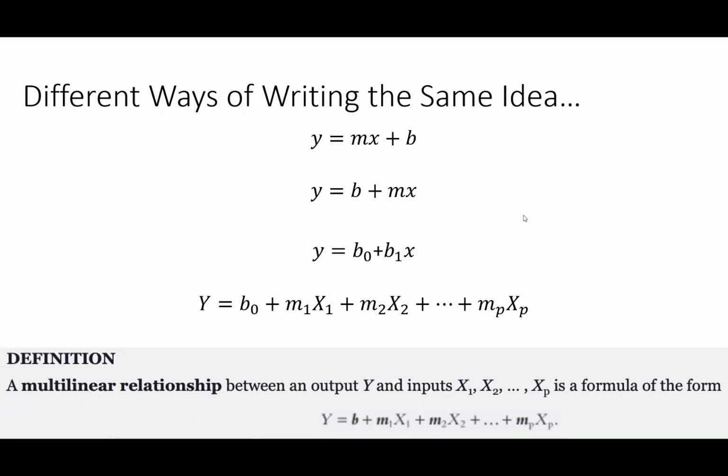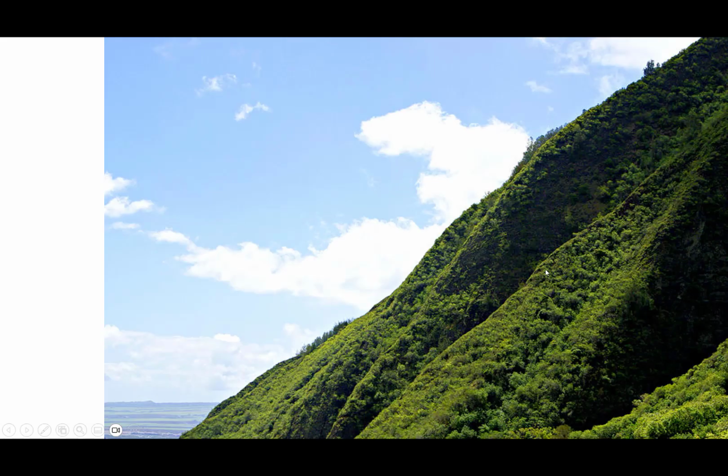So a multilinear relationship between some output variable y, which is this over here, and multiple inputs, x sub 1, x sub 2, all the way up to x sub p, is a formula of the form, and then I put the same formula up there. So that's what it looks like. So we're just getting used to how we're going to write this equation. And the visual idea here is a slope.